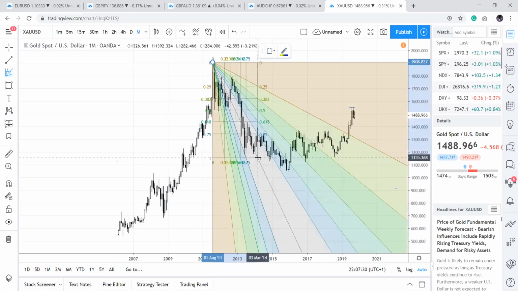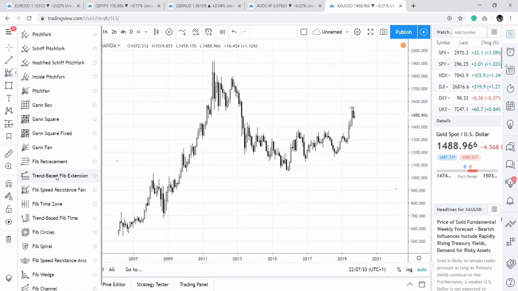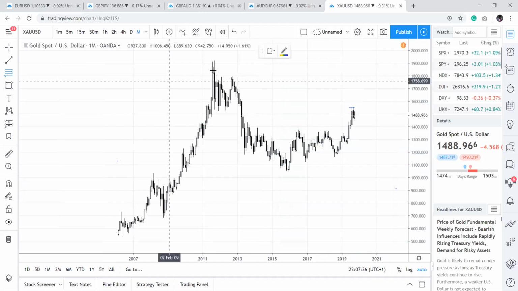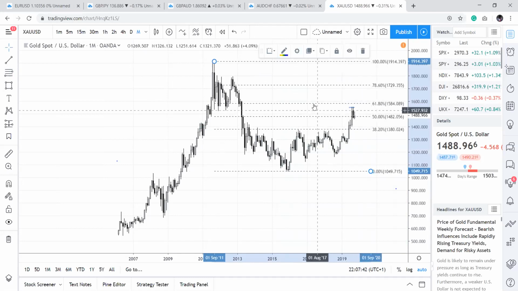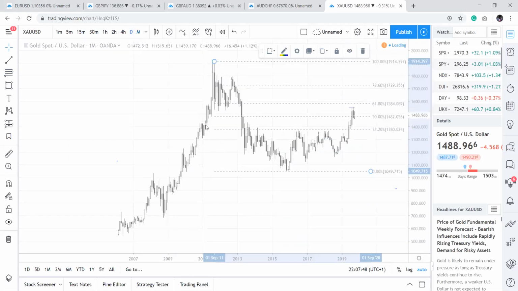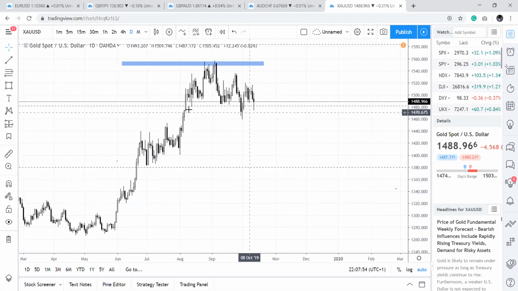So from here, what did I do? It's the Fibonacci retracement. Okay. So from here to here, that got into around that 61.8 region. So what I'm expecting right now is, let's go back to daily. What I'm expecting right now is basically a break and retest.